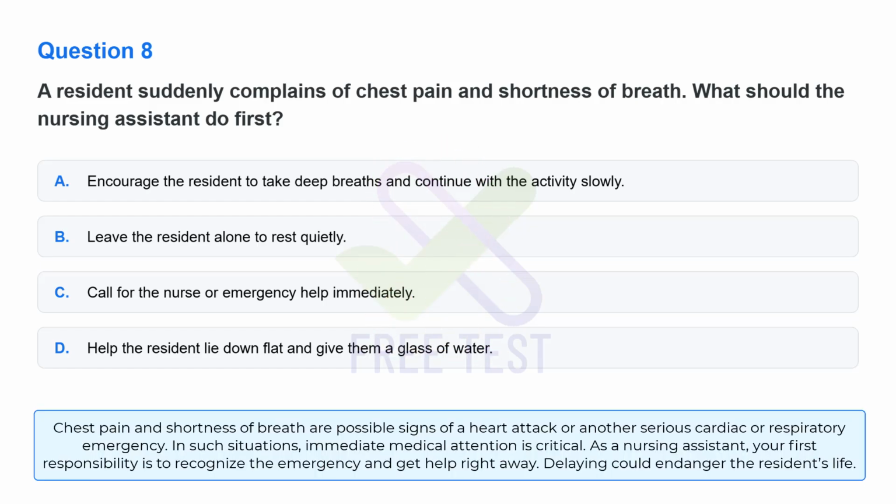The correct answer is C. Call for the nurse or emergency help immediately. Chest pain and shortness of breath are possible signs of a heart attack or another serious cardiac or respiratory emergency. In such situations, immediate medical attention is critical. As a nursing assistant, your first responsibility is to recognize the emergency and get help right away. Delaying could endanger the resident's life.